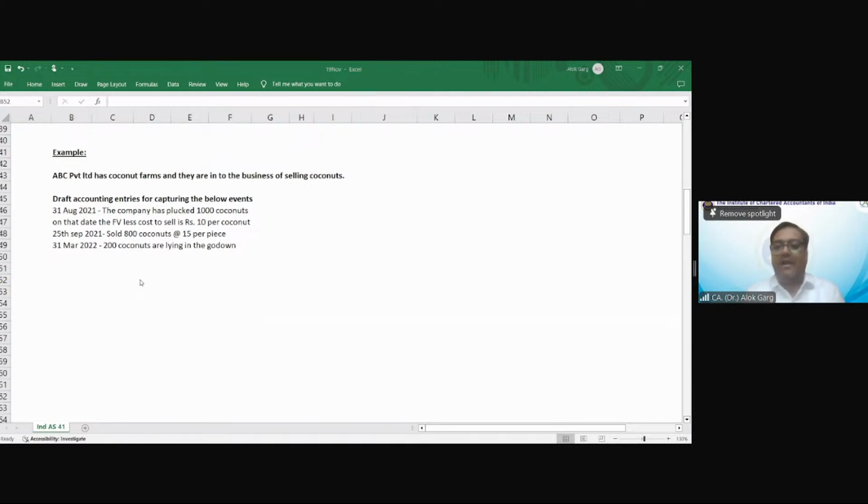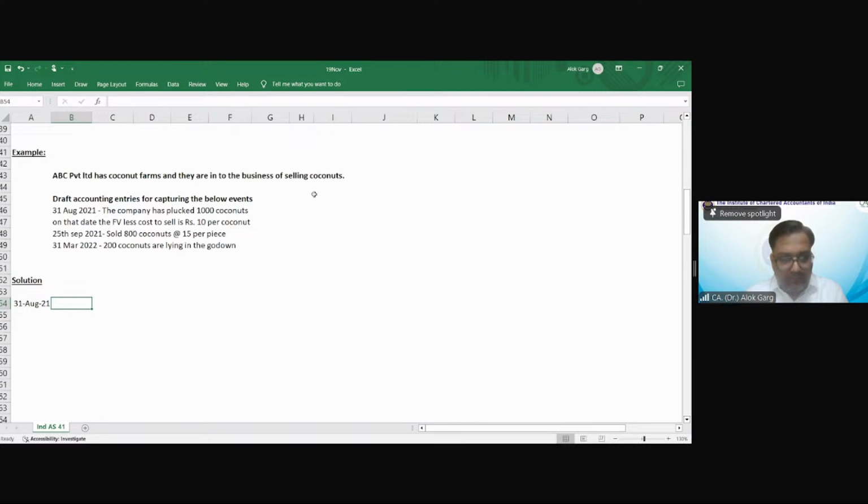Okay. So let's go one by one. Let's say, as a paragraph in a big question, these few events are given. So what is the accounting entry? Solution. 31st August 2021. What is the accounting entry? First accounting entry, tell me. The company has plucked 1,000 coconuts. What is the accounting entry?